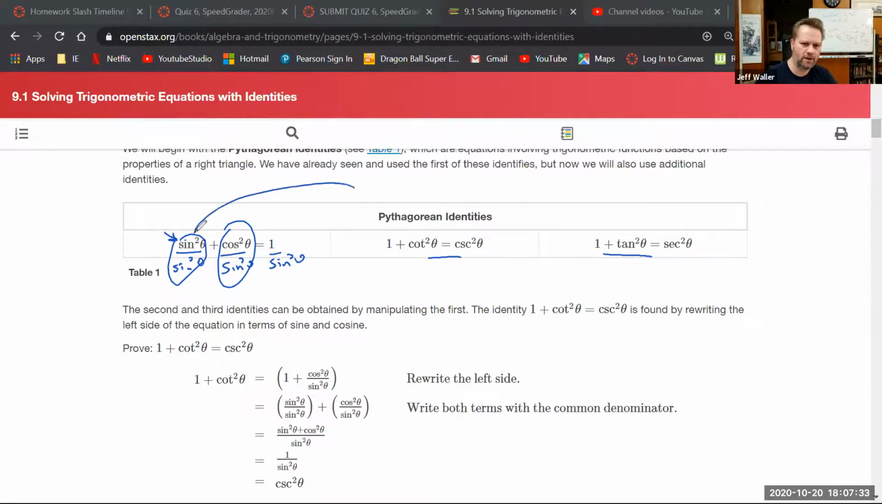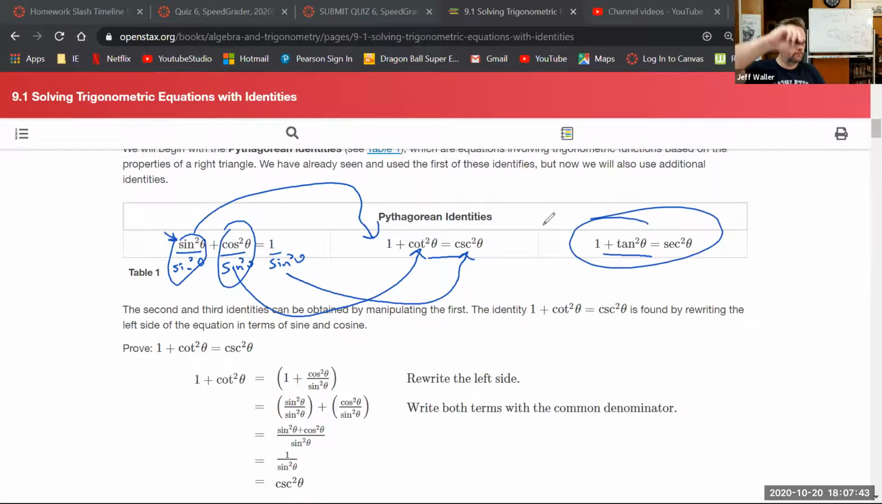So that's going to be 1 plus cotangent squared equals 1 over sine, which is cosecant, and it's squared. And if I divide it by cosine squared instead, I would get this guy. Right? So you can either just memorize all 3 of these, or you can just memorize this first one and build these as you need them. It's up to you. But you're not allowed to have them written down for yourself. They must be in your head.